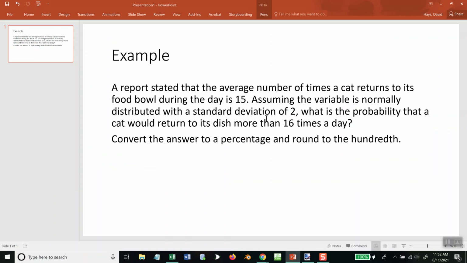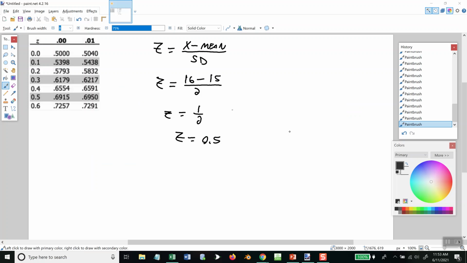Now let's go back and read our problem. It says, what is the probability a cat would return to his dish more than 16 times? More than is greater than. So it'd look like this. Now our table is based upon the area to the left. So whenever you have it shaded to the right, you immediately want to rewrite it as 1 minus shaded to the left.